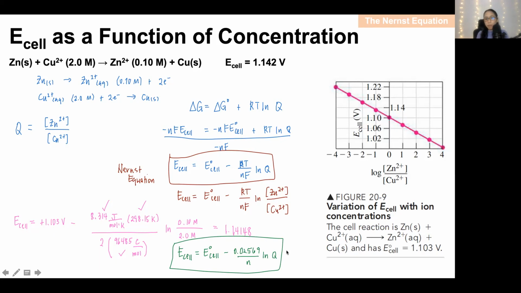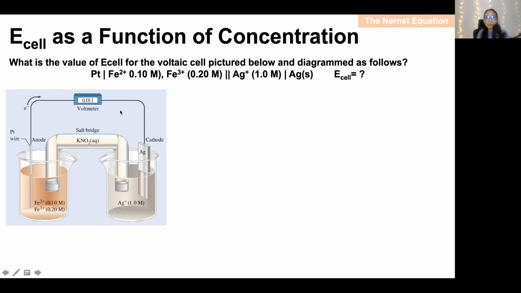So it means that for redox reactions, we consider your redox reactions at standard state. They are in a state of equilibrium. Okay? So let's move to the next slide and practice using your Nernst equation. So what is the value of the cell potential for the voltaic cell pictured below and diagrammed as follows? Although in the picture we already have the voltage, but let's see if the calculated cell potential will match the one displayed in the figure.